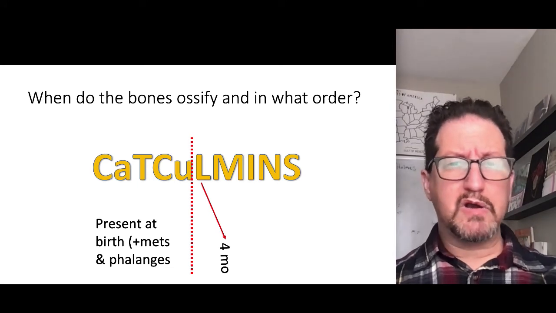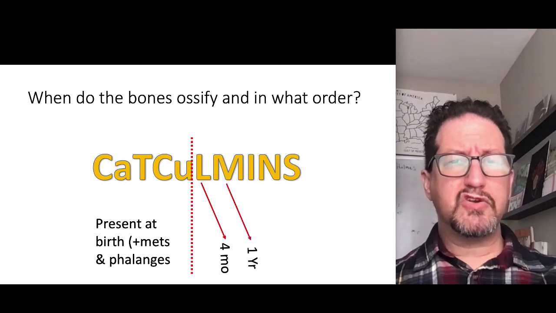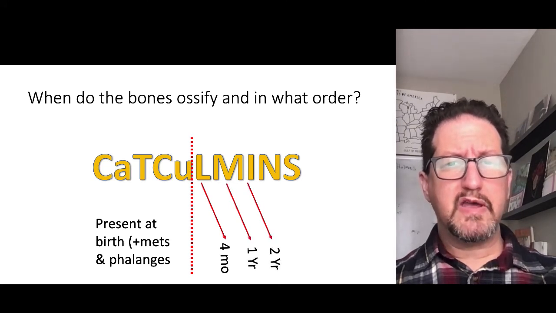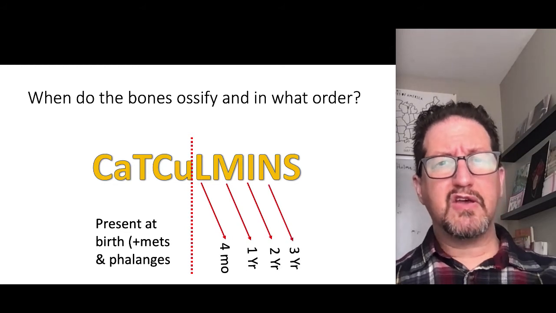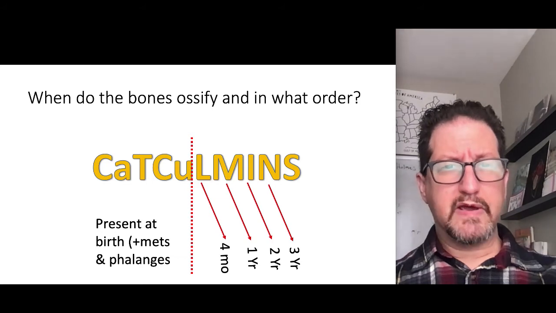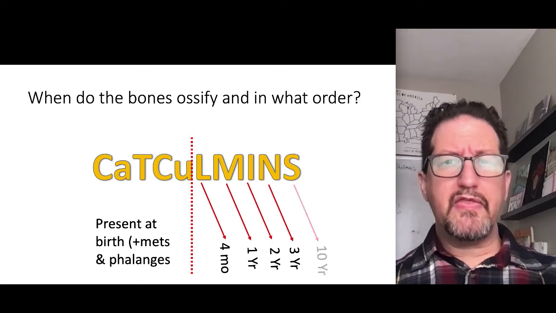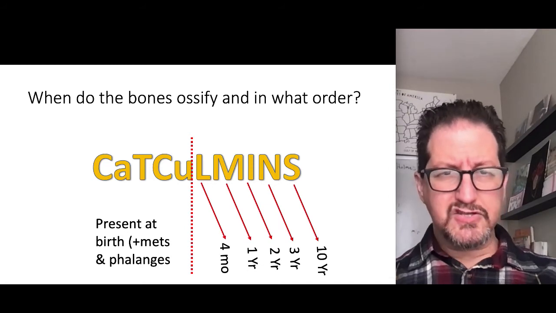So if you want to make it easy, just think 6 months. Then medial cuneiform at 1 year, intermediate cuneiform at 2 years, navicular at 3 years. So 1, 2, and 3. And then the sesamoids start ossifying at 10. So keep that in mind.